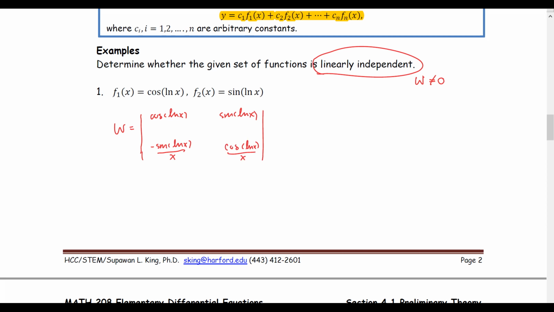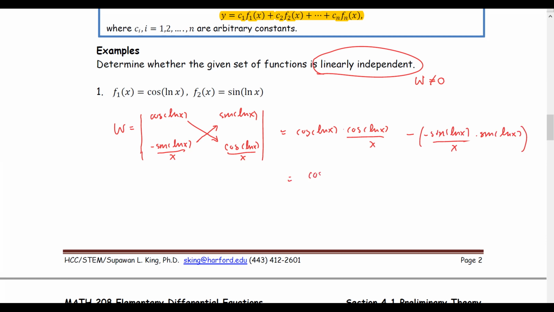And then we find the determinant of this matrix. Multiply crossway down: we have cosine of natural log x multiplied by cosine of natural log x divided by x, subtracted by the product of multiplying crossway up, which is negative sine of natural log x over x multiplied by sine of log x.